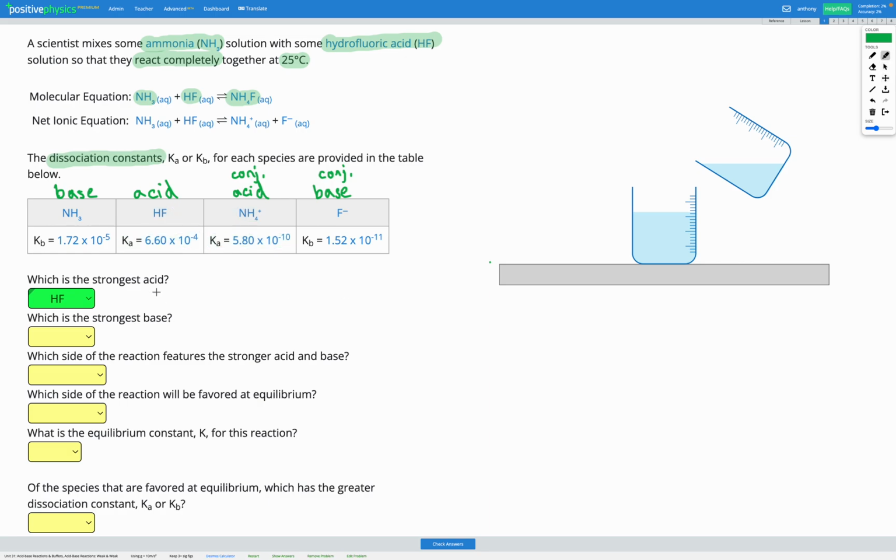What about for the bases? We have NH3, which has a Kb of 1.72 times 10 to the power of negative 5. And we have F minus, which has a Kb of 1.52 times 10 to the power of negative 11. So the Kb for NH3 is much bigger than the Kb for F minus. So that means that NH3 is the strongest base here.